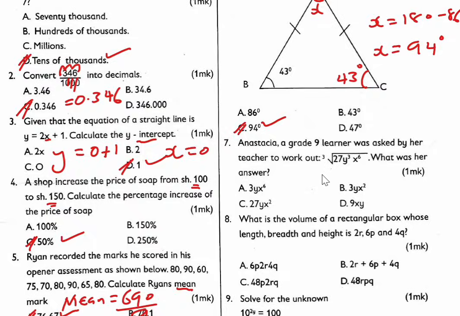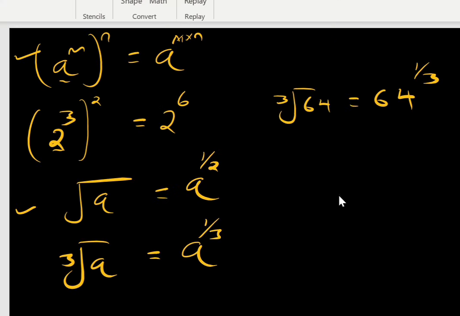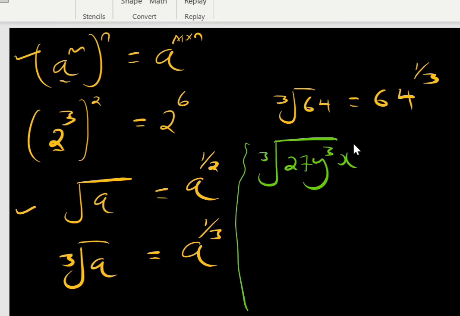Here we have the cube root of 27y cubed x power 6. I'm going to work it out here. So we have the cube root of 27 y power 3 and x power 6. The first step is to remove this cube root sign and put the fractional power. So it will be 27 y power 3 and x power 6, all of this raised to 1 over 3.